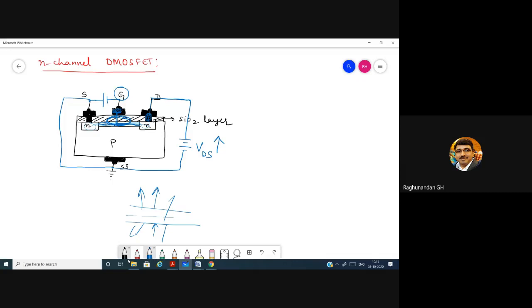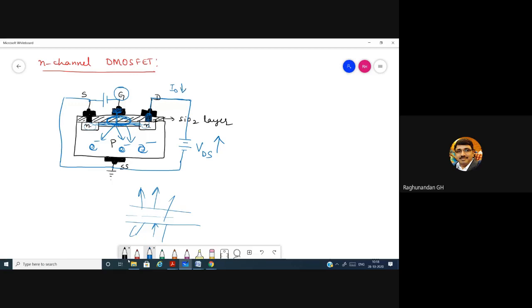Now when I connect it to the negative terminal, what happens? The electrons will get diverted and they'll jump into the P layer. The P layer has majority charge carriers as holes. What happens? All these electrons combine with these holes. Now the number of electrons moving from source to drain will be reduced. Because of this, we'll have lesser drain current.